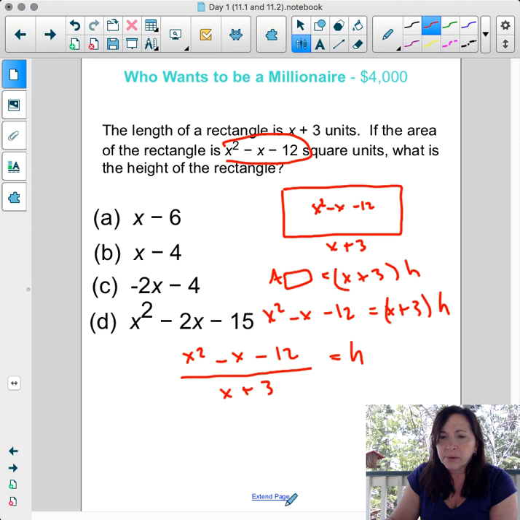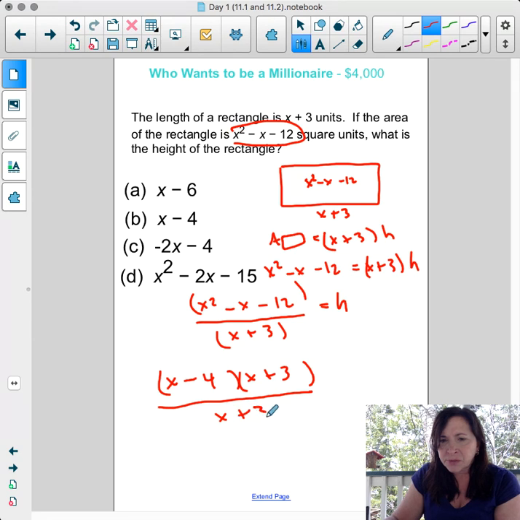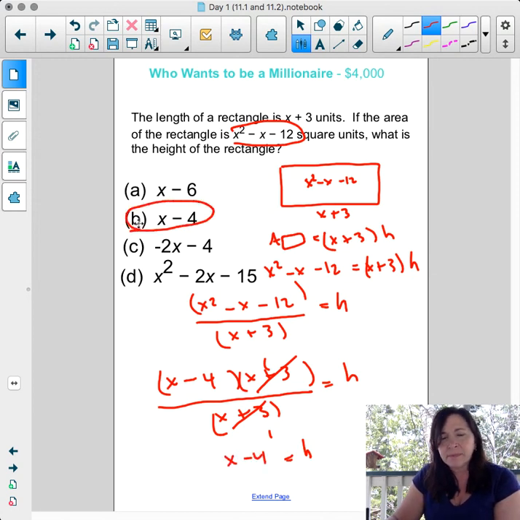Now, what I'm going to do is factor, and in factoring this top right here, because this is a quantity and this is a quantity, do not even think of canceling anything here, because you can't do that. This is a whole quantity divided by another quantity. But we can factor and then divide once we're multiplying. So we know that that's x times x. In order to make negative 12, I'm going to get a negative 4 times a positive 3. And this is still divided by x plus 3, and that equals my height. x plus 3 as a quantity is going to cancel with x plus 3 as a quantity and make 1. So my height is going to be equal to x minus 4. So that would be B. Okay.